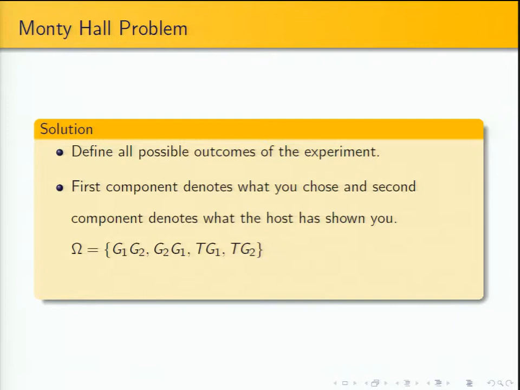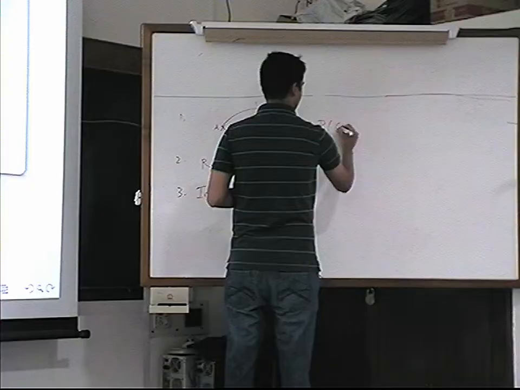What about the second component? The second component is what the host will show you. Can he show you the treasure? Will it ever happen? No, right? He can show goat G2 or G1, right? Okay, fine. Let us try to find out the probability of the outcome (G1, G2) happening.